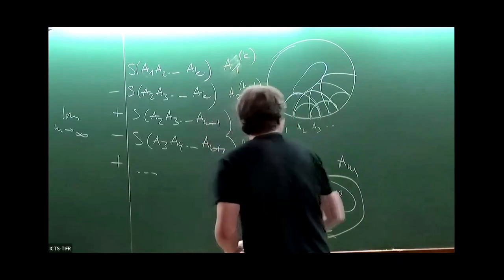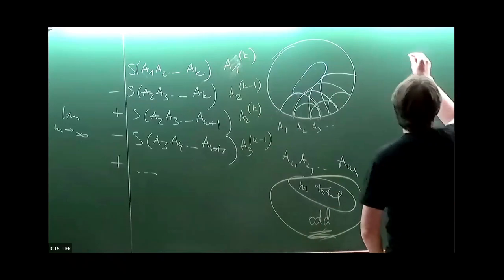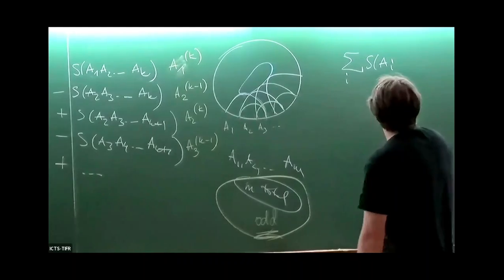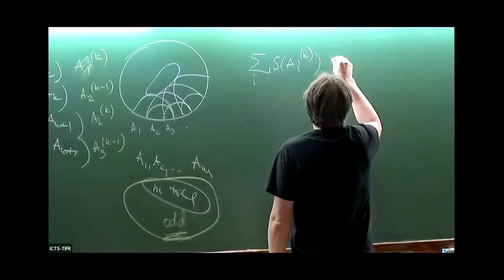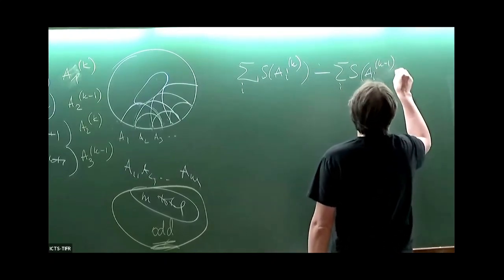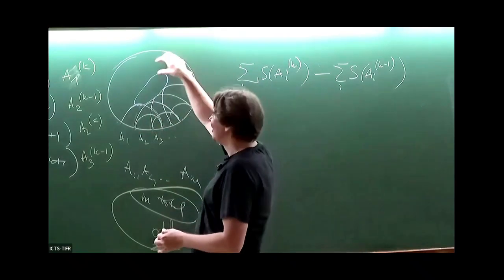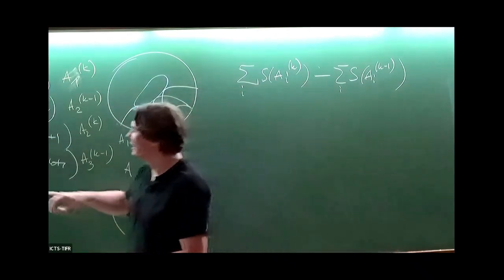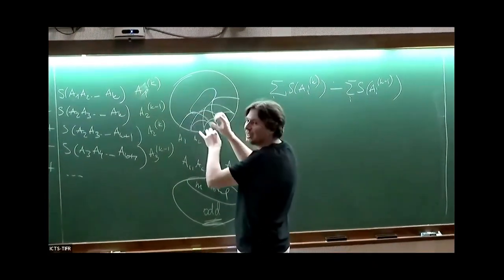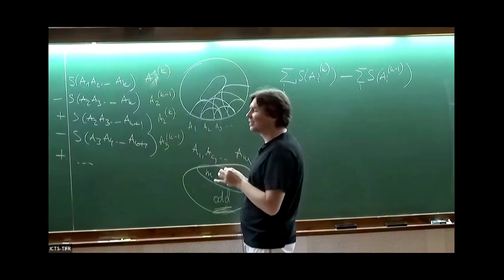So then let's write this out as a sum. There is a sum over I of the entropy of AI K minus the sum over I of the entropy of AI K minus 1. And that is supposed to be this discretization of the curve, yes? Now the statement is that as I take M to infinity, this thing will become the length of the curve, but it will approach the length of the curve from above. So at every intermediate step, I have something which is actually greater than the length of the curve.